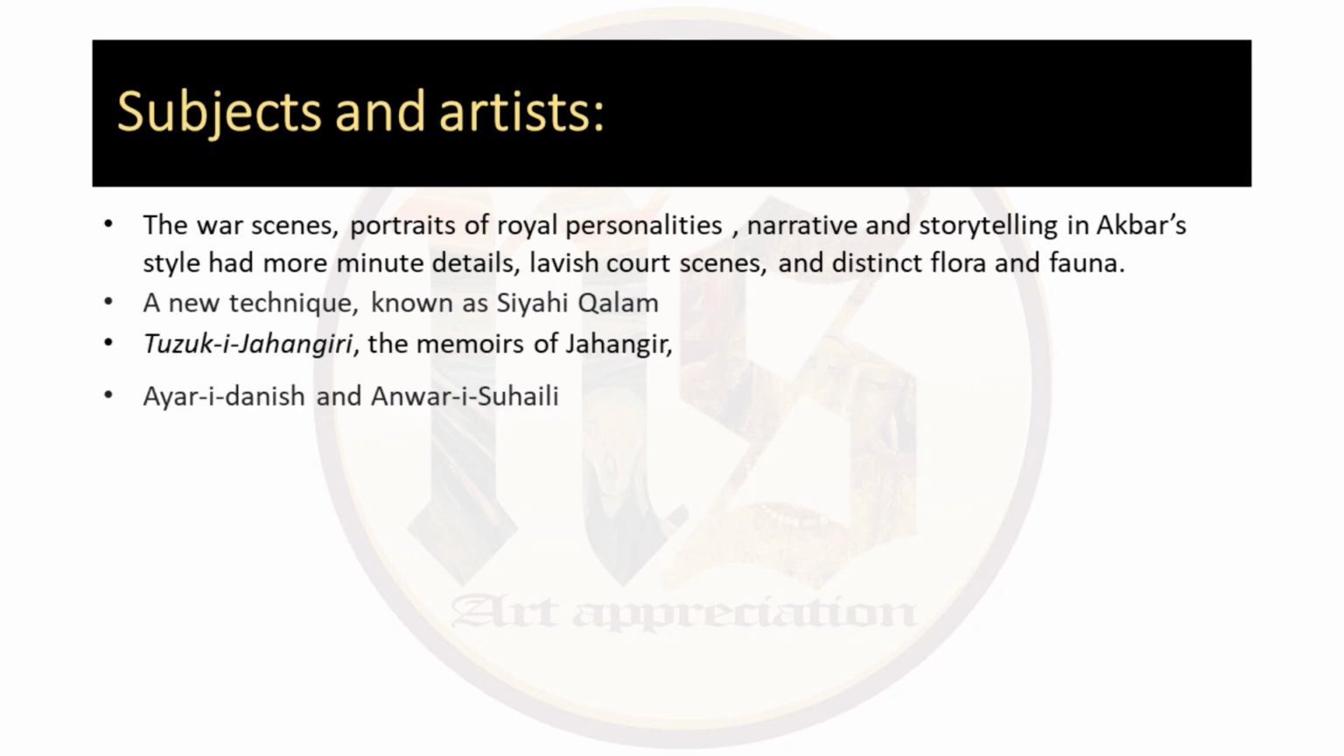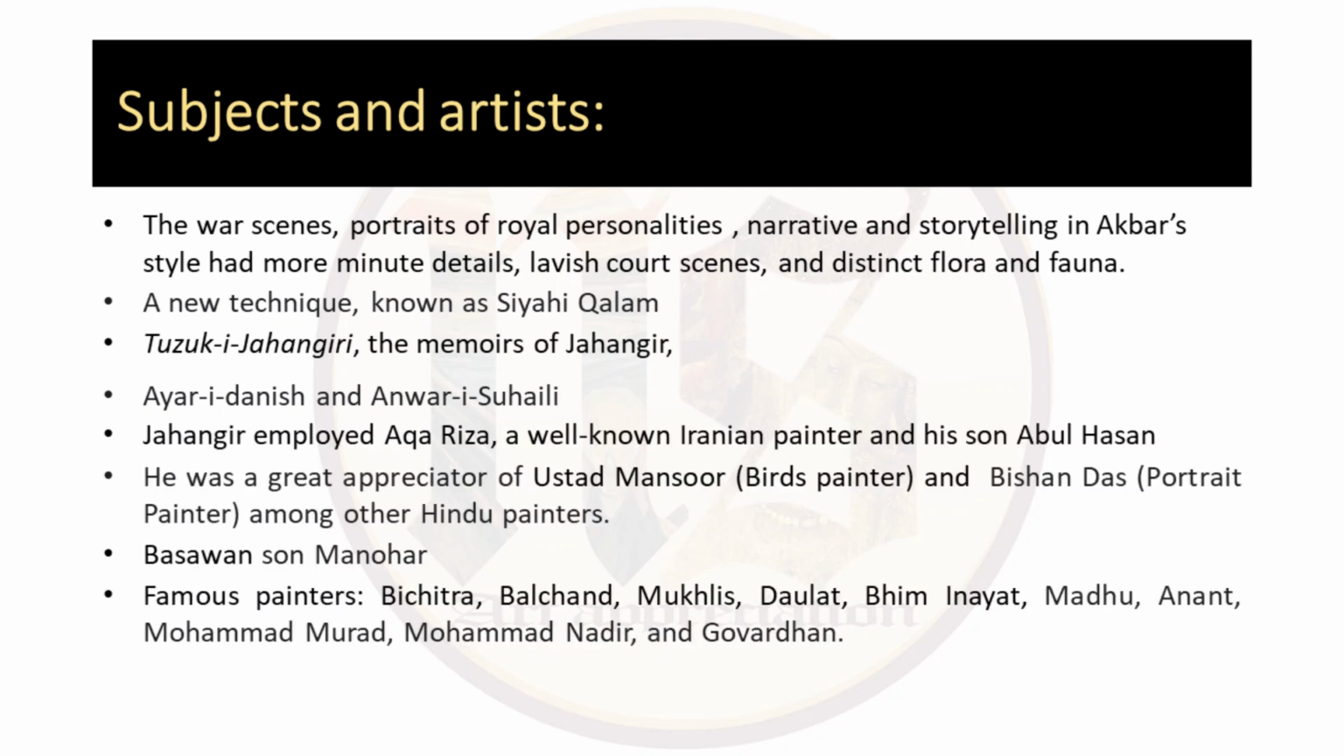Then important work during Jahangir's time is Jahangir Nama, or also called Tuzuke Jahangiri, which contains the documents, the memoirs of Jahangir. Then the other important works are Ayar Danish and Anwar Suhaili. Now the important artists of Jahangir. Jahangir employed Akka Riza, well-known Persian or Iranian painter, and his son Abul Hasan. He was also a great appreciator of a bird painter called Ustad Mansoor, and Bishan Das, who was a portrait painter among the other Hindu painters.